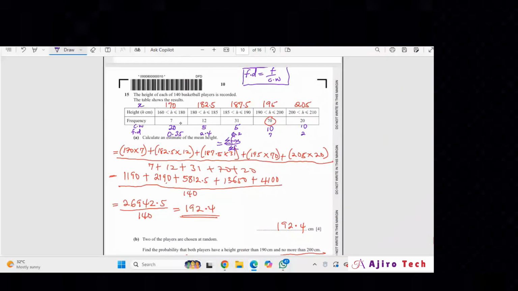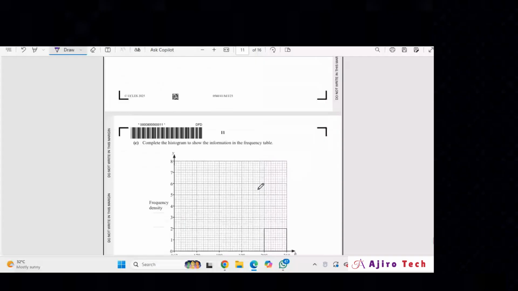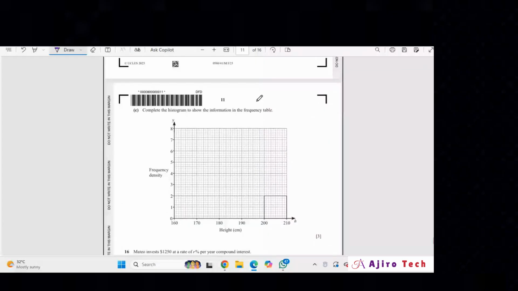Class width is just the difference. 180 minus 160 will give us a class width. That is simple. Why I'm doing this is because I need those tables to get my graph, to draw this graph out. So first of all, let's start with the first one.